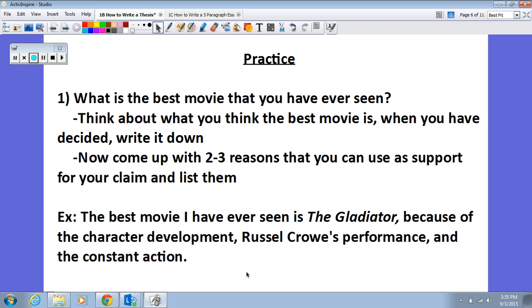I've answered the question while restating it a little bit. That is my first part. And then in my method statement, I list the reasons why. So I'm going to spend my essay talking about the character development that occurs, Russell Crowe's performance, and then the action throughout the movie. Real easy, right, guys?